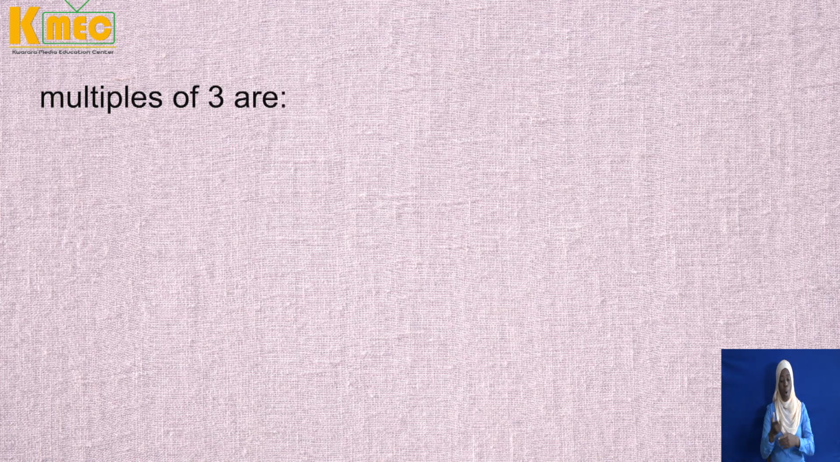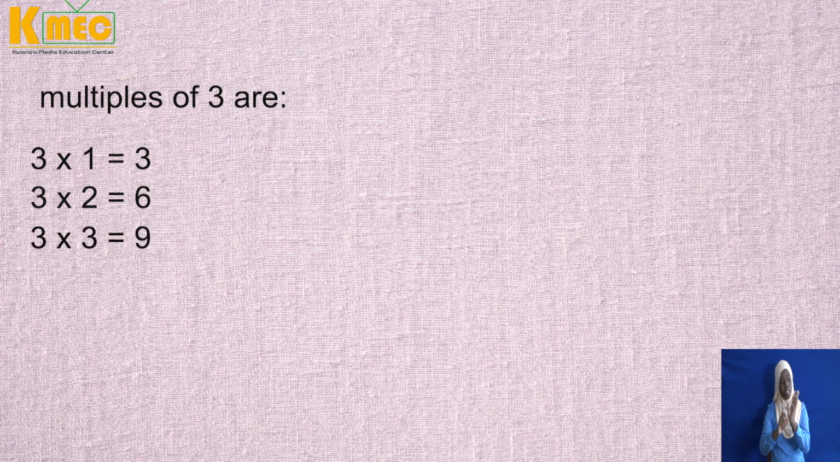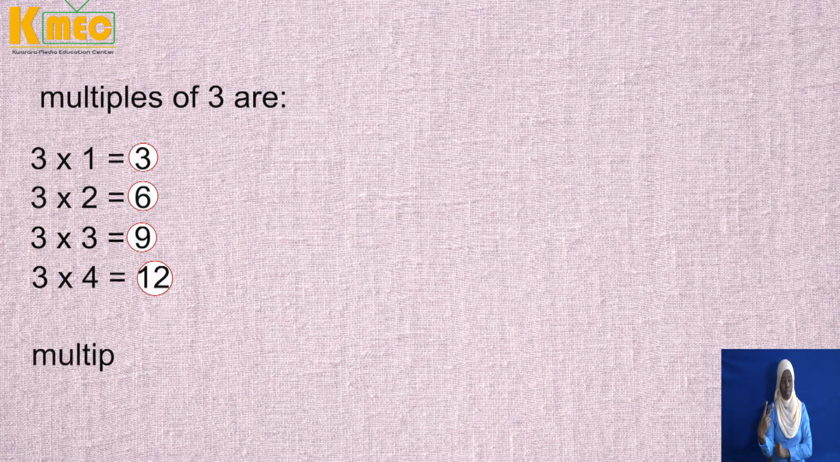Therefore, multiples of 3 are, can you tell me? Okay, good. It is 3. It means 3 times 1. 3 times 2? 6. Very good. Then 3 times 3? 9. Very good. 3 times 4 is 12. And so on. So they are multiples of 3.